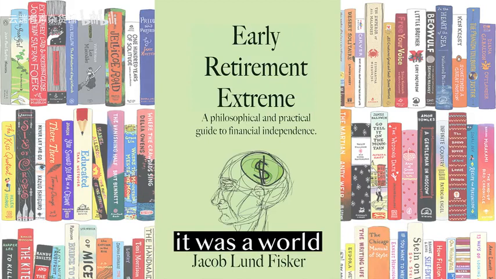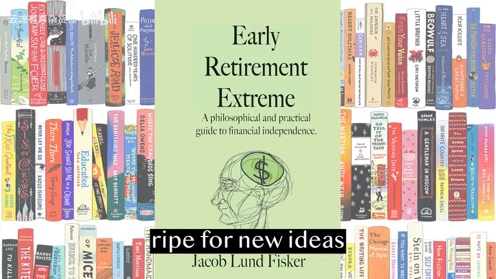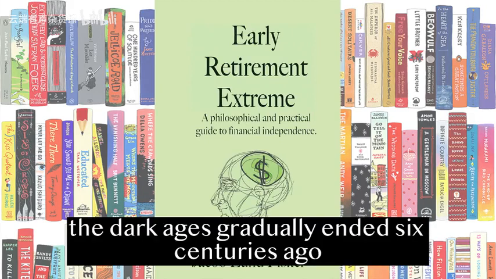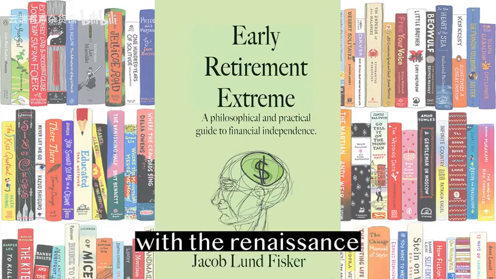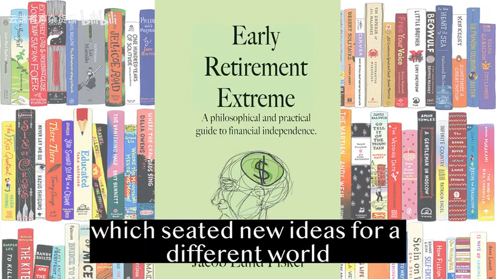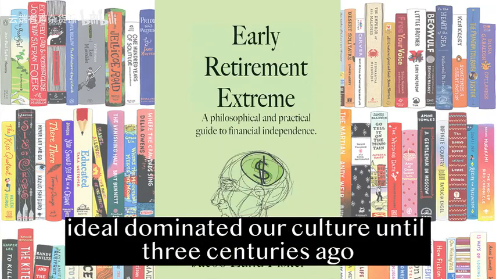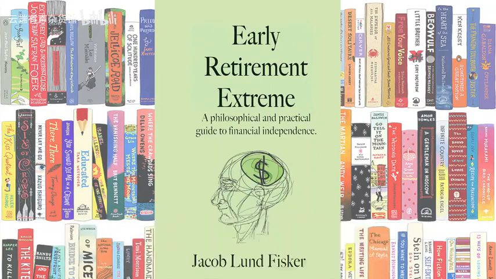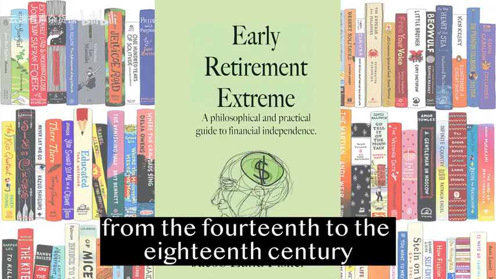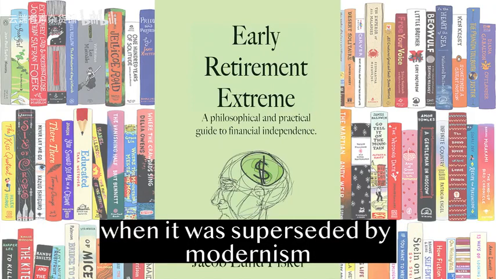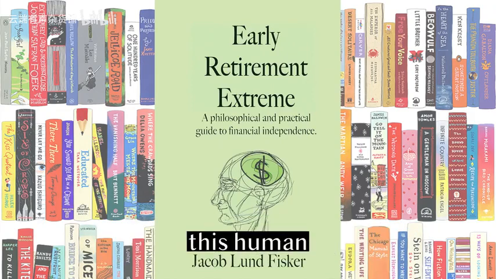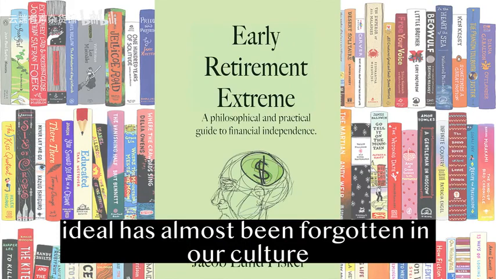It was a world ripe for new ideas. The Dark Ages gradually ended 6 centuries ago with the Renaissance, which seeded new ideas for a different world. The Renaissance ideal dominated our culture until 3 centuries ago, from the 14th to the 18th century, when it was superseded by modernism. Not surprisingly, this human ideal has almost been forgotten in our culture.